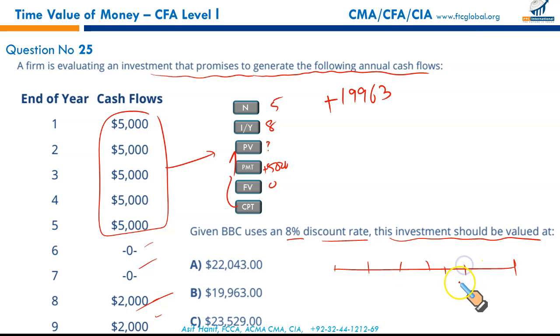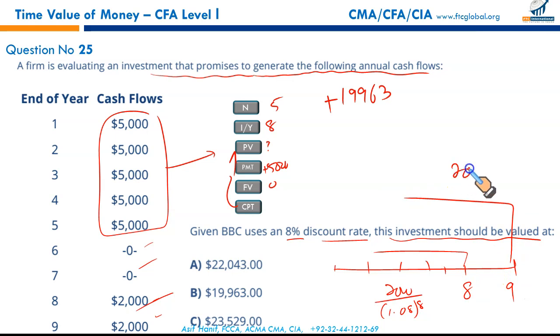For those who would like to use this method, we have 2 cash flows, one coming at the end of year 8 and other at the end of year 9. So in order to discount it, you will have to divide it with 2,000 divided by 1.08 raised to the power 8. And the 9th year cash flow of $2,000, it needs to be divided with 1.08 raised to the power 9, right?